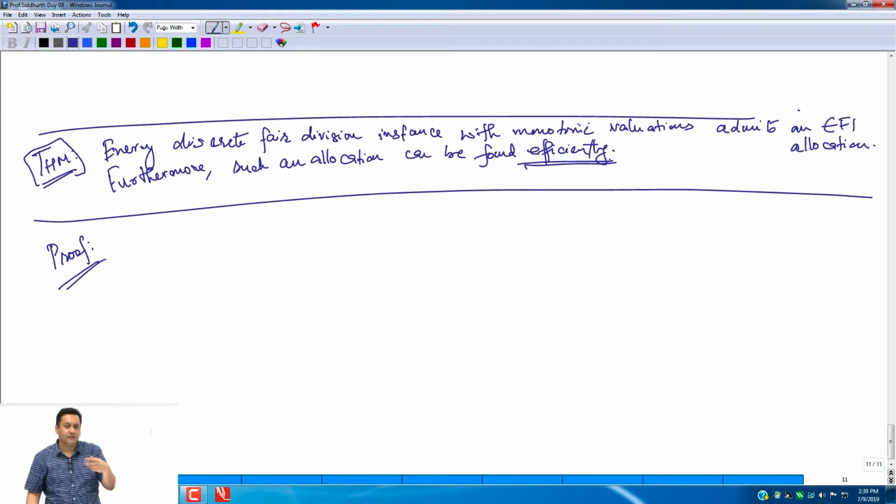You only had access where you would submit a set and the oracle will tell you, for this agent, the value of this set is such and such. So even in that sort of model, even in that sort of adaptation of, say, the Robertson-Webb model, you can very easily execute this algorithm.